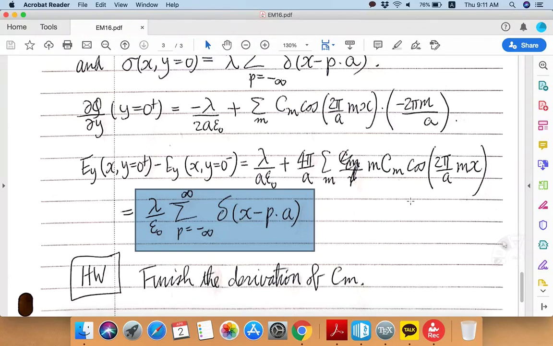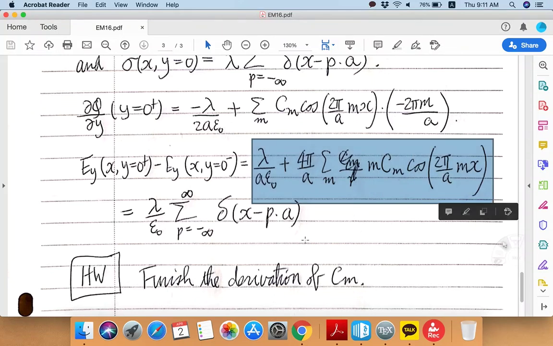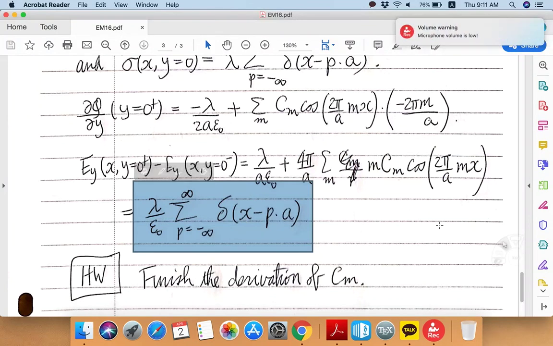And so the point is that this coefficient Cm must be chosen in such a way that this Fourier series must be able to reproduce the series of delta functions. Now, because this is a series of delta functions, this is still a periodic function. And according to the theory of Fourier analysis, any periodic function can be reproduced as a Fourier series, even the periodic function consisting of delta functions.